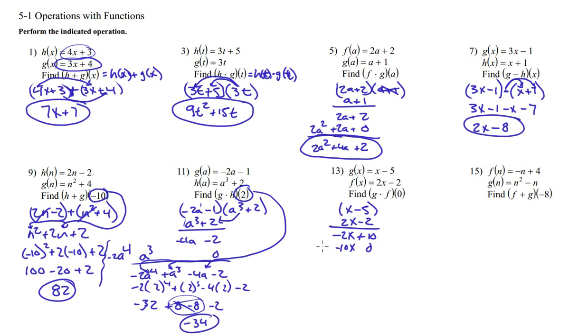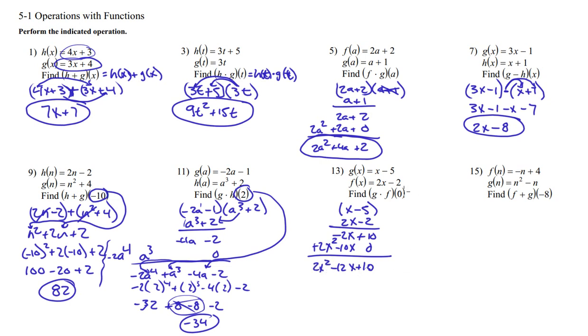Positive times a positive is positive. 2 times 1 is 2. X times x is x squared. 10 plus 0 is 10. Negative 2x and negative 10x is, oops, missed that part, is negative 12x. And then we have a 2x squared.